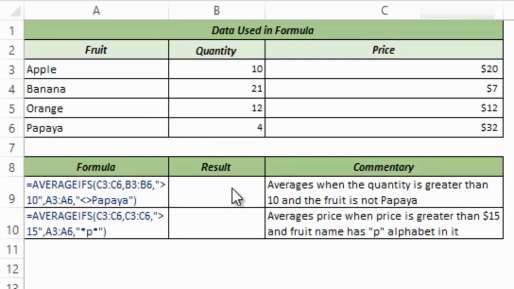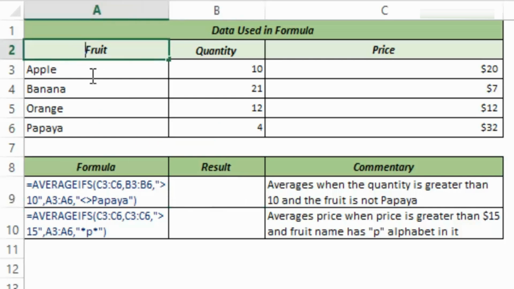AVERAGEIFS is a statistical function that can be used when you have to average values when given conditions are met. A related function is AVERAGEIF, but that can be used when you only have one condition. But if you have more than one condition, then you should use the AVERAGEIFS function. Let me show you how this works.